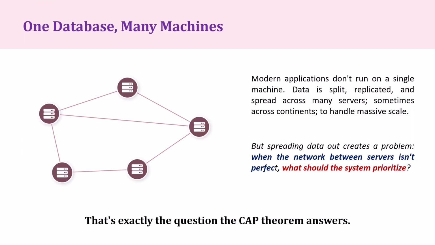Modern applications don't run on a single machine anymore. Data is split, replicated, and spread across many servers, sometimes across continents to handle massive scale. But spreading data out creates a problem. When the network between servers isn't perfect, what should the system prioritize? That's exactly the question the CAP theorem answers.